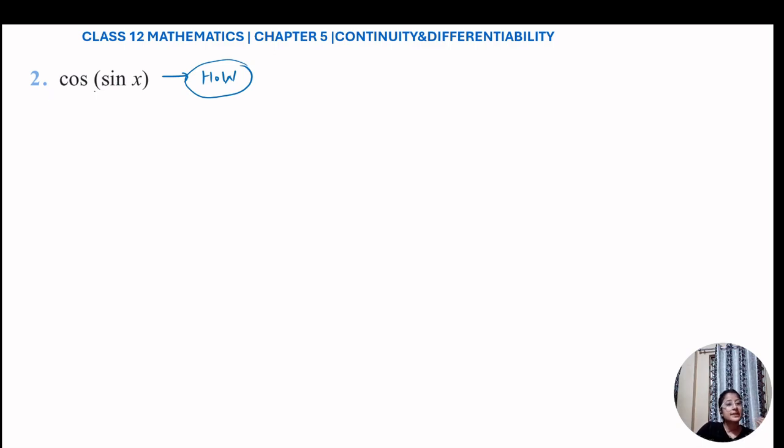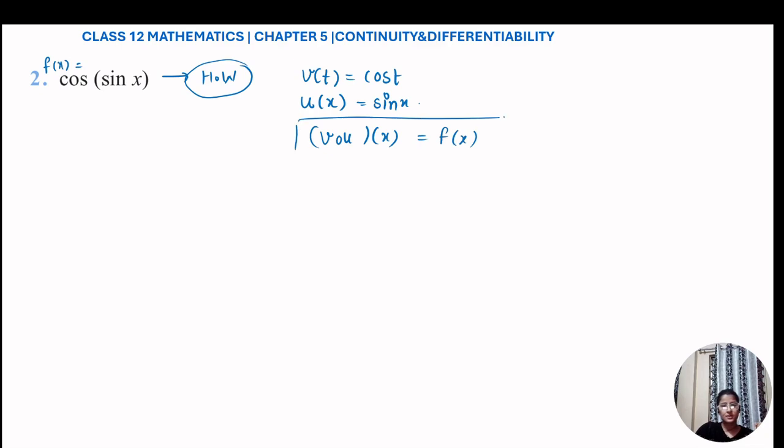As always, take the outer function as v, with the variable t. So the outer function is v of t, and as you can see, the outer function is the cos function. So our v of t is nothing but cos t. Now always take your inner function as u, with the variable x. So your inner function is nothing but sin x. So your u of x is sin x. Now you can easily see that v composition u of x is nothing but your given function. If I name this function f of x, this is f of x. You can verify it by yourself. I am asking you to verify it first, then use it in your equations.